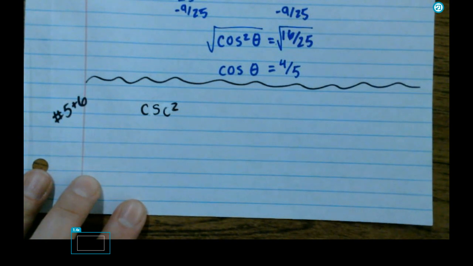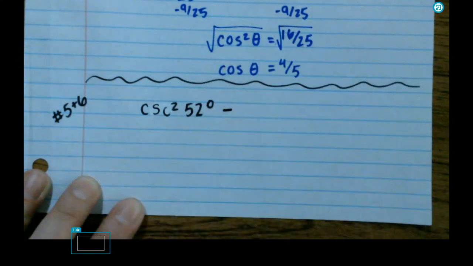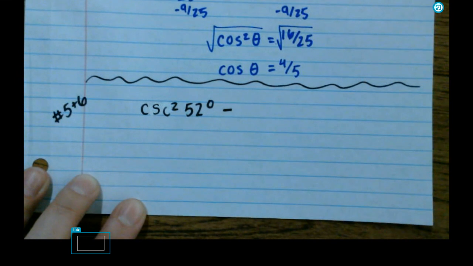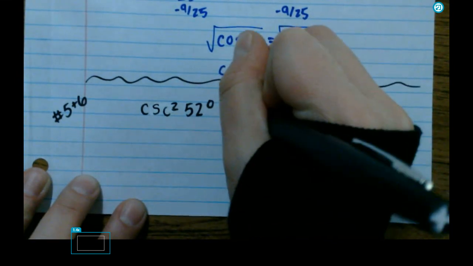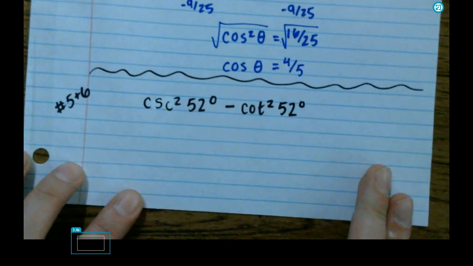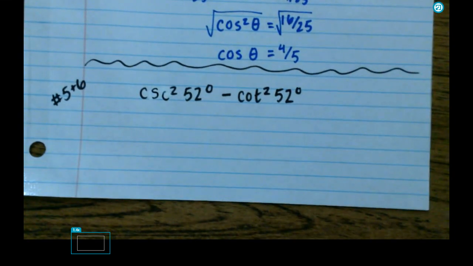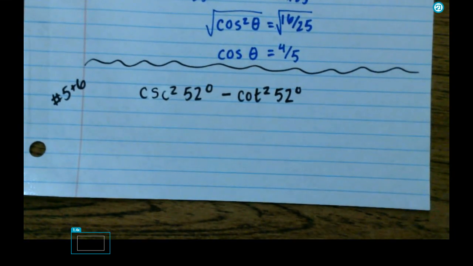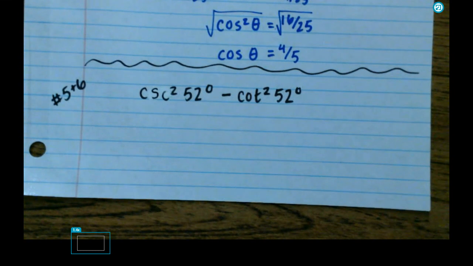So let's do cosecant squared of 52 degrees minus cotangent squared of 52 degrees. You're going to say, I don't know how to find any trig functions of anything other than what's on a unit circle or that I have a triangle for. Here's what you're going to do.